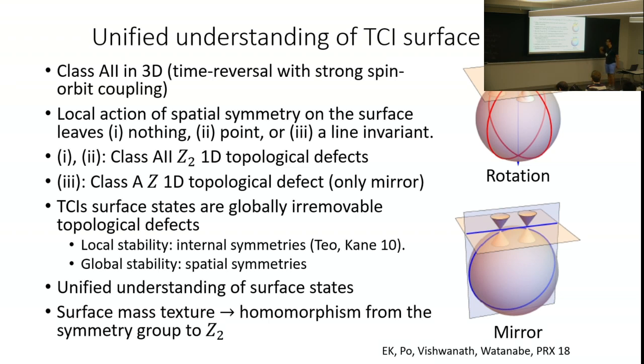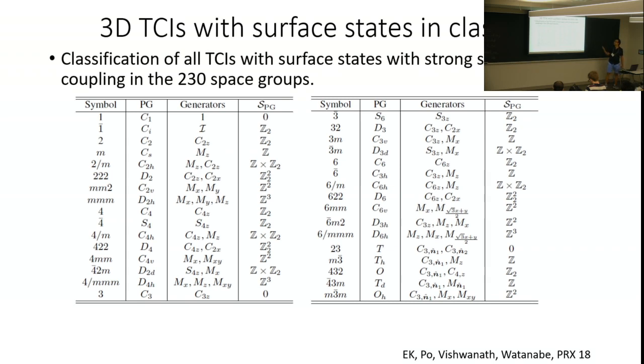And the main message of our work is that this type of reasoning can be applied to understand all types of surface states. So for example, let's imagine we are in class AII in three dimensions, so we have time reversal symmetry with strong spin orbit coupling. If we have some general surface that satisfies some symmetries, and we look at the tangent space to a point, then the action of spatial symmetries on this patch either maps it to a different point or leaves one point invariant or one line invariant.